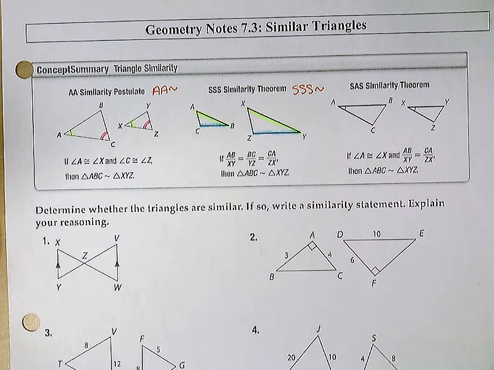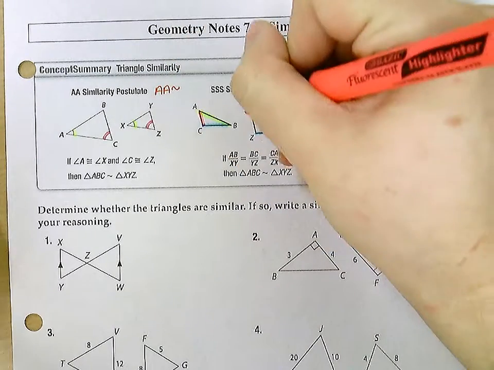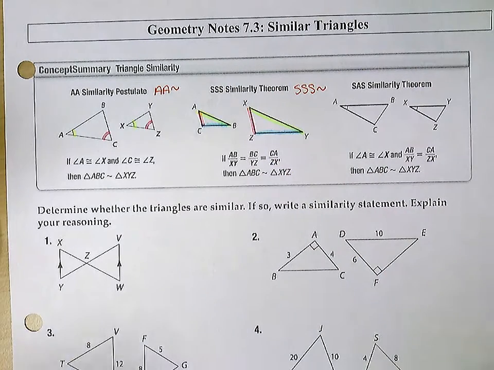Okay, so those 2 ratios have to be the same, and side AC to XZ have to be the same. So all 3 of your corresponding sides ratios have to be the same. If they are, then you can say those triangles are similar by side-side-side similarity.